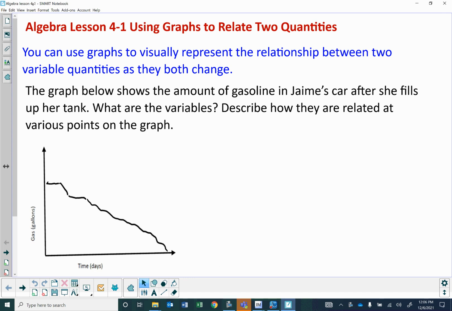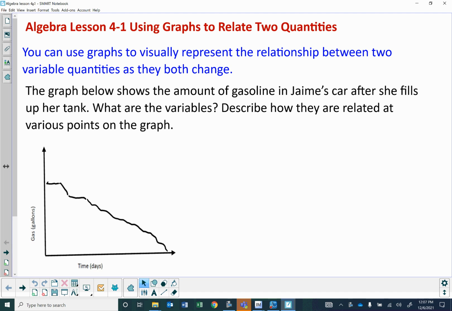This is Algebra Lesson 4-1, using graphs to relate two quantities. Now you can use a graph to visually represent the relationship between two variable quantities as they both change. Graphs are very handy for this because you can look and see how one variable is affecting the other variable. For instance, as the number of magazine subscriptions you sell goes up, the amount of dollars that you earn also will go up. All right.